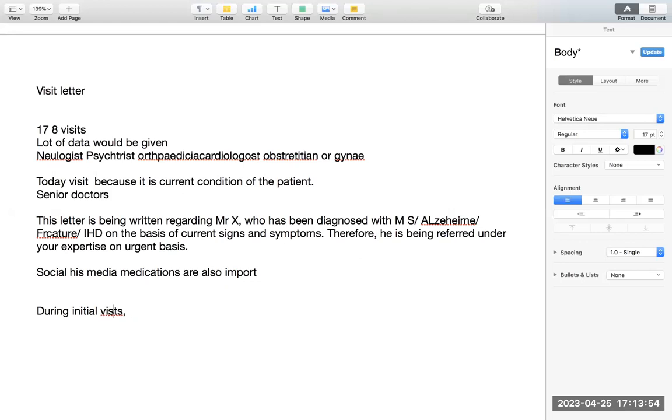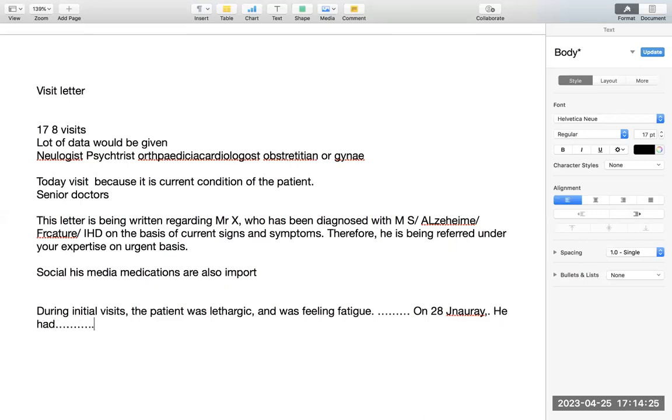So during initial visits, the patient was lethargic. Now you can combine the data. The patient was lethargic, was feeling fatigue. You can write all those things you want to write according to the letter. Then you can say in the later visits, yeah, you can mention the date as well. On 28th January, whatever the date is given, he had this problem.